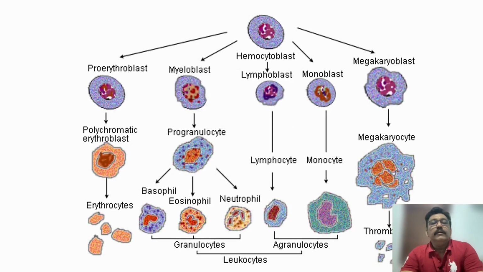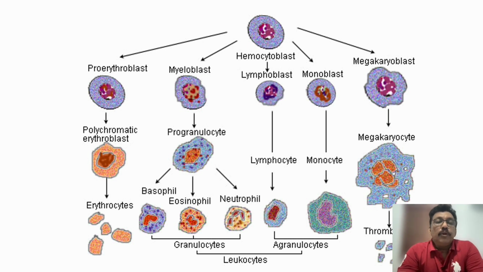You know that from bone marrow you can have so many different types of cells. From that, erythrocytes are produced, leukocytes are produced. Of the leukocytes, there are two important types, granulocyte and agranulocyte. Then megakaryocytes are produced, which form into platelets.